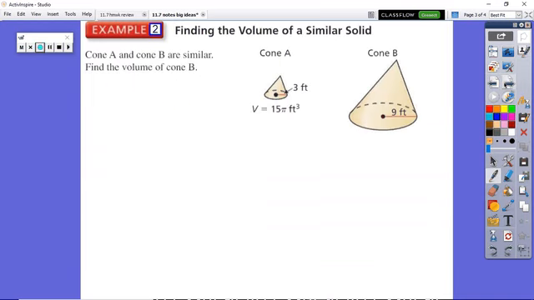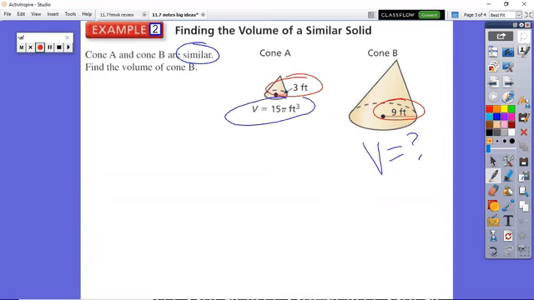All right, now they're definitely going to hit you with the similarity in this section as well. So cones A and B are similar. Find the volume of cone B. So now, what is our link? Our linear ratio here is we have the radius of each. So we can't just straight up find the volume of this one on the right because we don't know the height of it. But we know the volume of something similar, so we can do it.